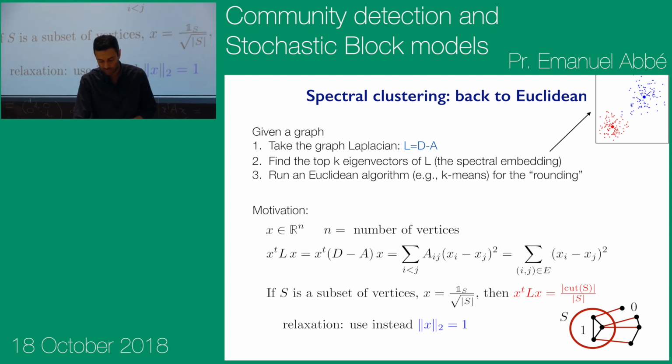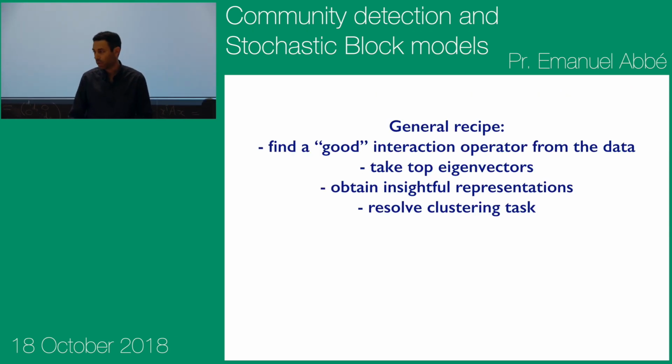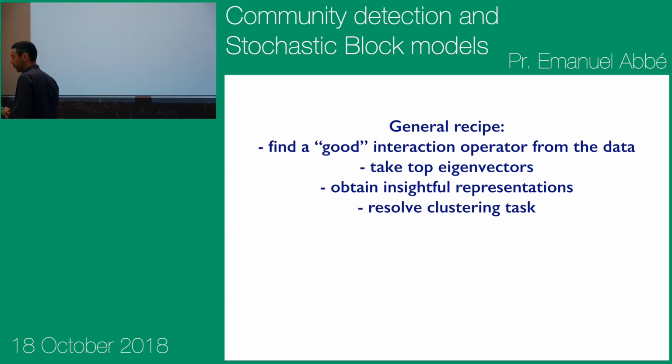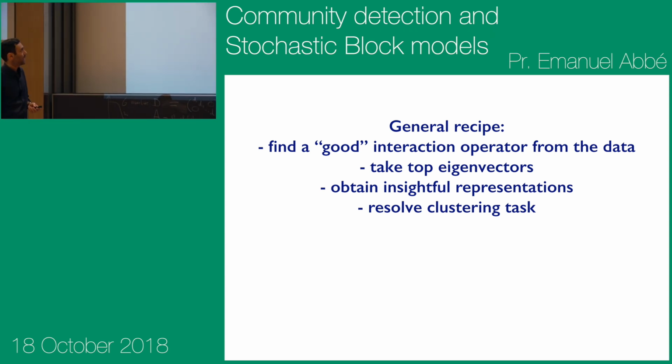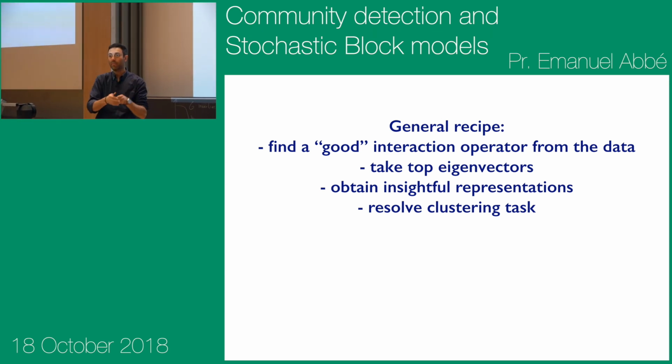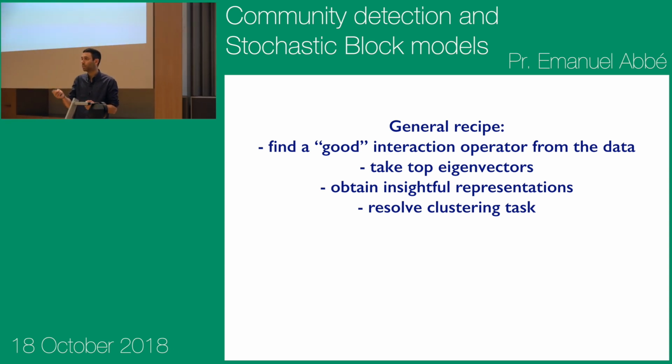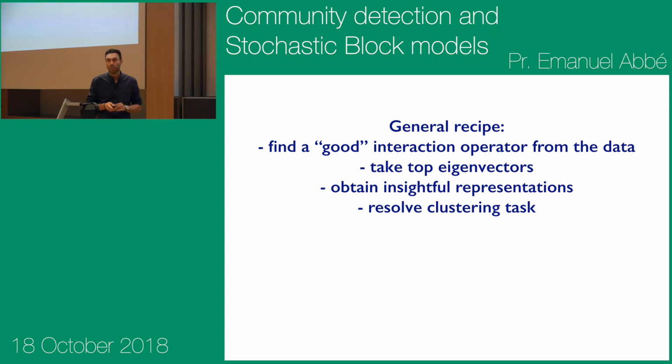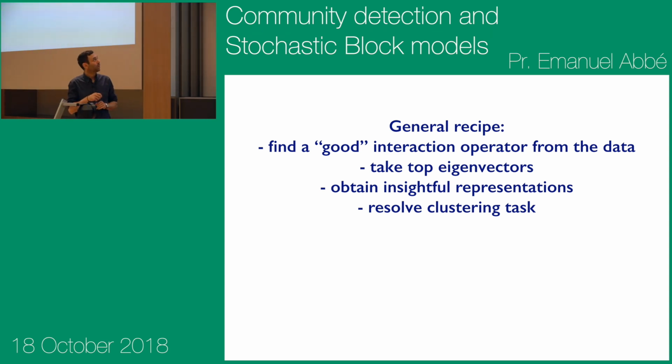I'll show you an example where it fails. And I'll just summarize what we've seen so far. There seems to be a general recipe in some of these unsupervised problems we've seen, which is you get some data set. You try to find a good interaction operator. So you measure similarity of genes, or just whether someone is a friend or not with someone else. Then you may use some transformation, and you take the top eigenvectors.